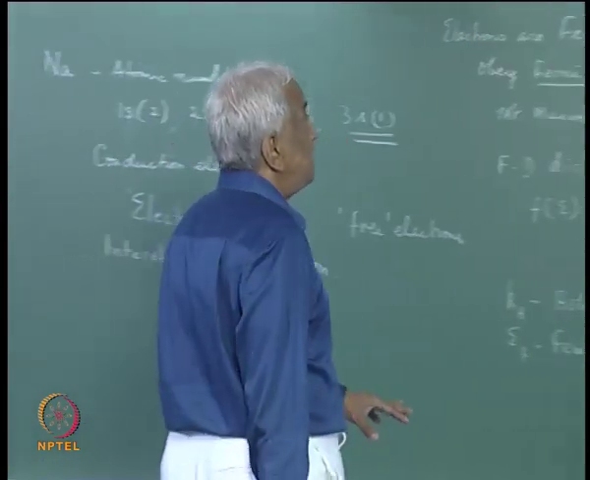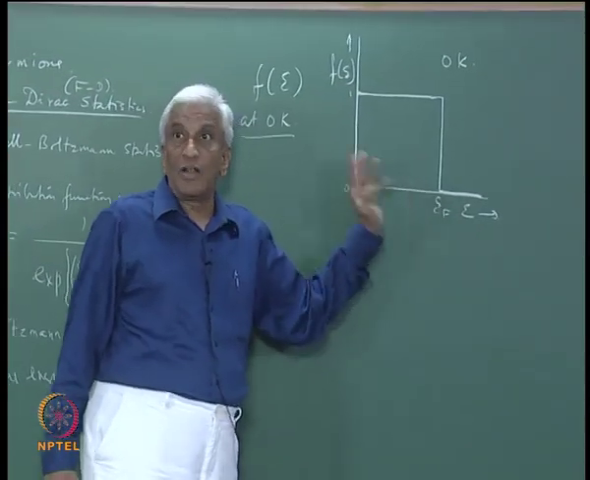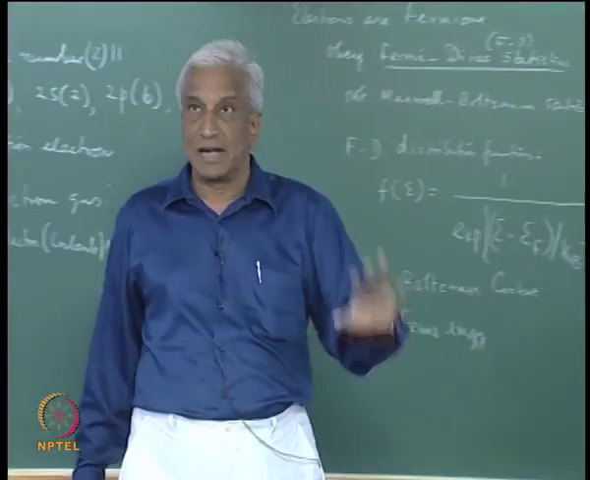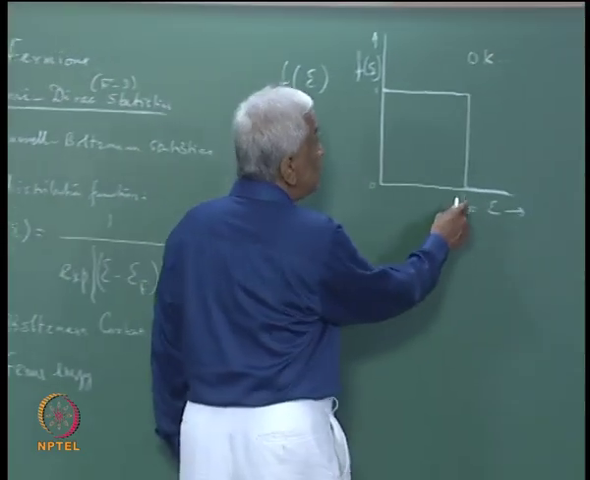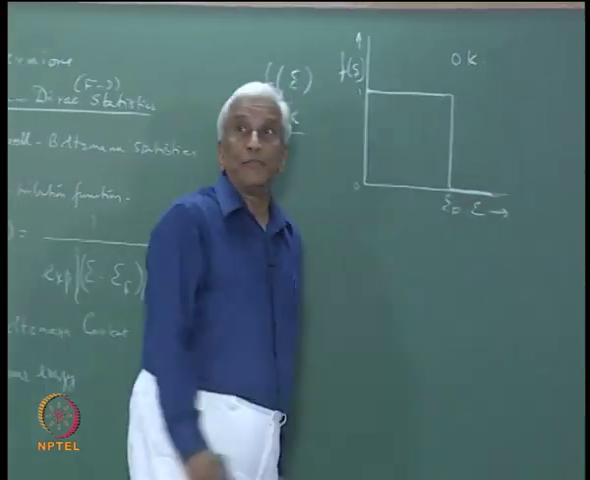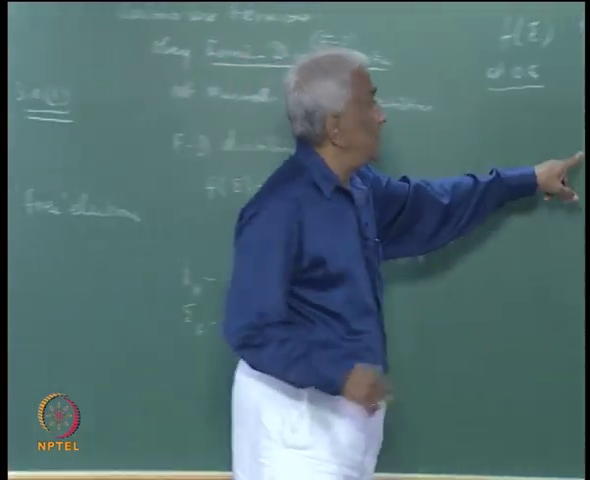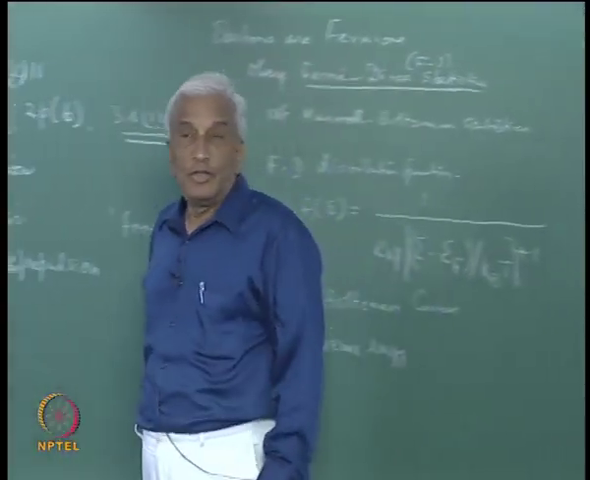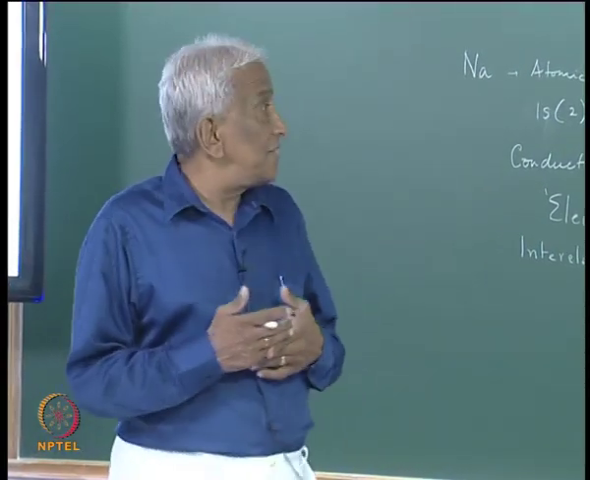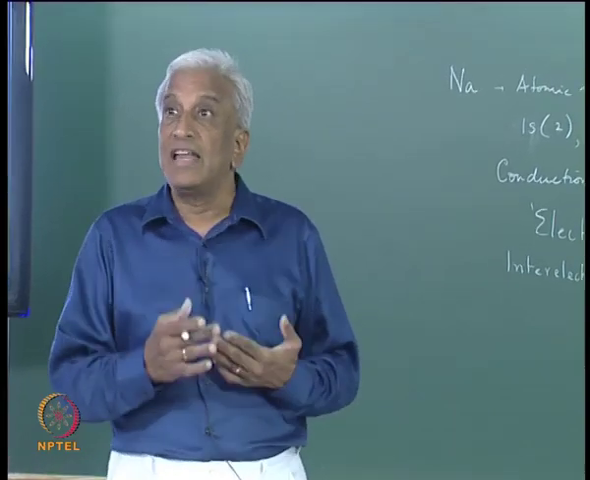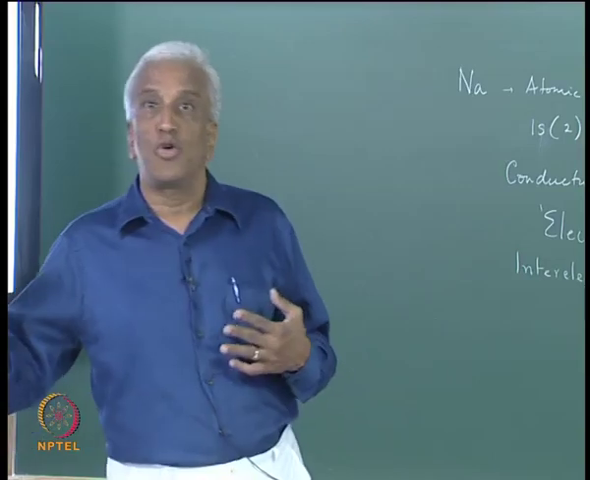All the states below EF are all occupied by electrons, whereas all the states above EF, the Fermi energy, are completely empty. They have 0 probability. The f of E is 0. So, the probability of occupation of these states above the Fermi energy at absolute 0 is 0. That means that they are completely unoccupied.